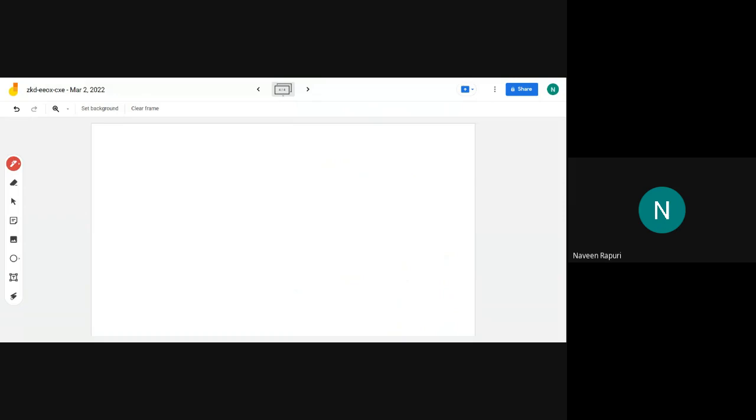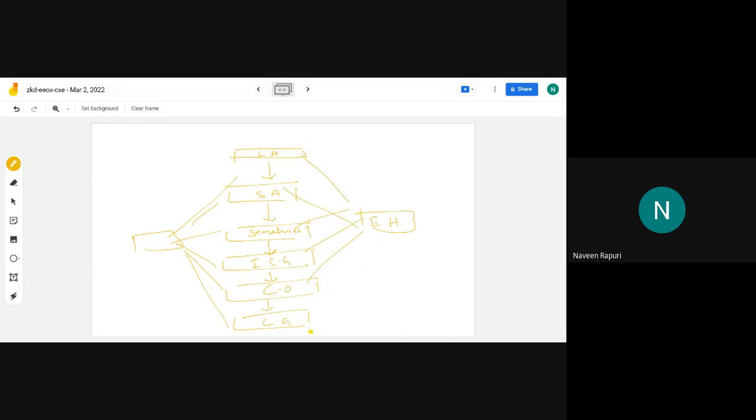Okay, thank you. Coming to parsing, before going to parsing I want to write the phases of the compiler one more time: lexical analysis, syntax analysis, semantic analysis, intermediate code generator, code optimization, and finally code generation. For these we have the symbol table and the error handler, which are connected to each phase.